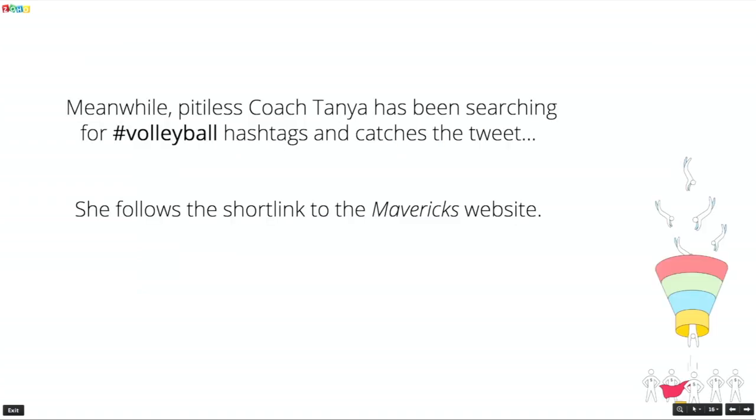Now there's a coach who's sitting around, and of course she's got all these standards, so she's really exacting on her charges. She's been looking for volleyball search tags, and catches this tweet. So she finds that short link, comes to the site. So what are we seeing here? A social marketing example, a campaign that got originated using a social channel, right?